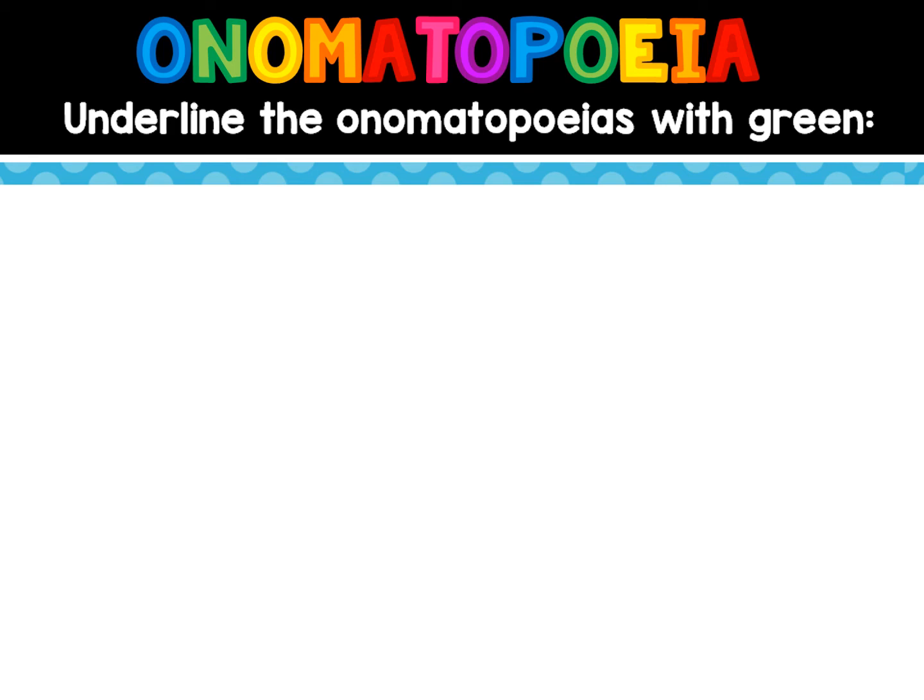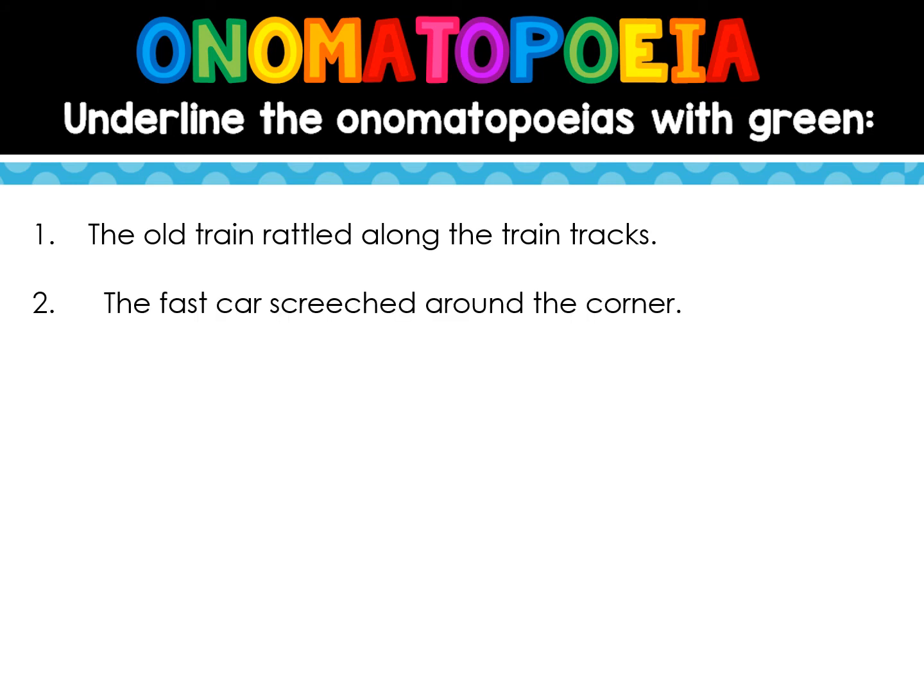So let's start. Number 1. The old train rattled along the train tracks. Which one of those words, what sound is the old train making? Number 2. The fast car screeched around the corner. What's the onomatopoeia word? What sound did the car make? Number 3. My baby brother gurgles sweetly. What's the onomatopoeia word? What sound did the baby make?